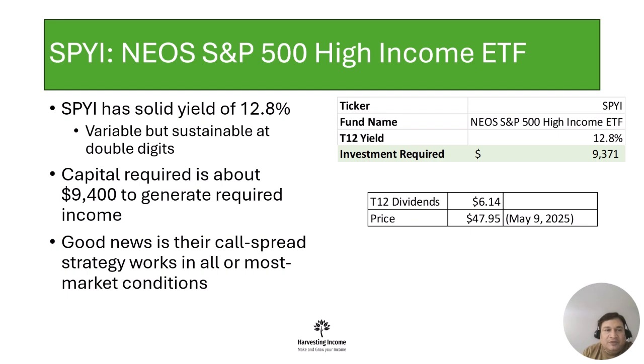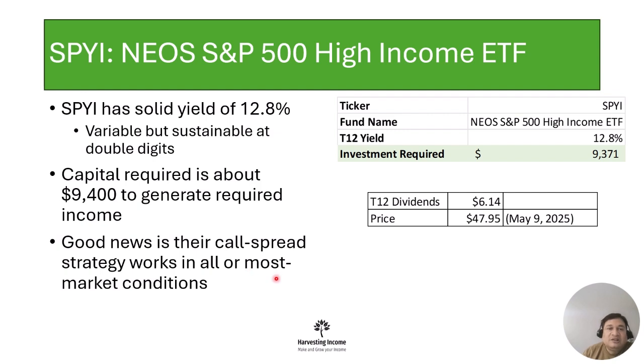Now let's move to the next fund, which is SPY-I from the NEOS. NEOS S&P 500 High Income Fund. This fund has a yield of 12.8%, slightly lower than the previous one. And here you see that the investment required has gone up. You need 9,300. The previous one you needed about 6,900, but here it's 9,371. So the good news is this fund has a solid yield of 12.8% and it's more sustainable at double digits compared to the previous fund. Capital required is about 9,400.